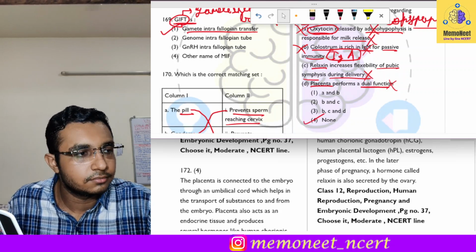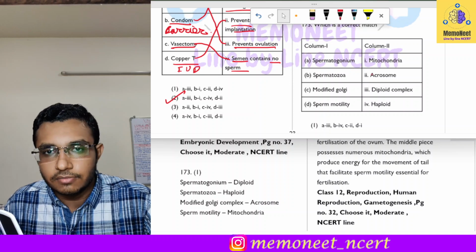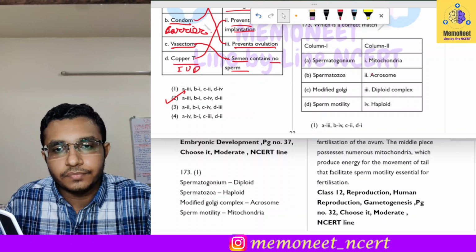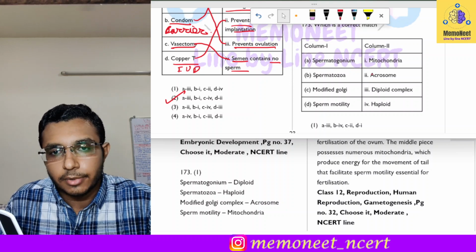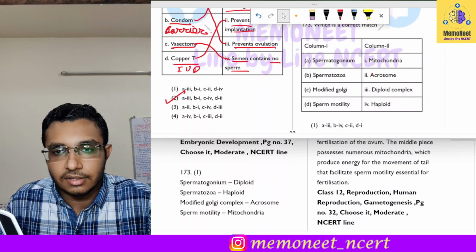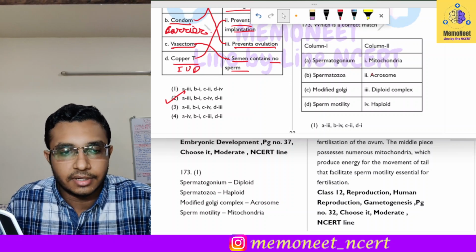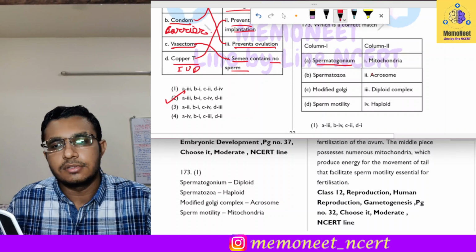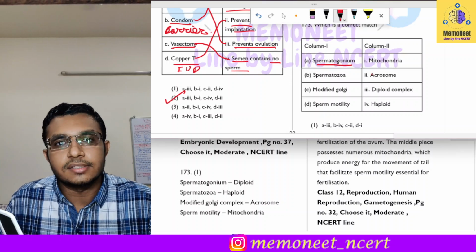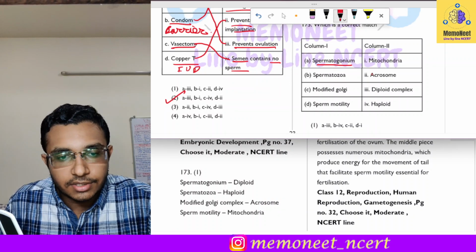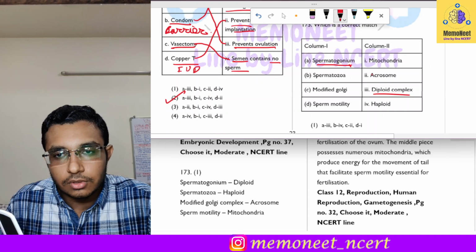Okay, the next question is question number 173, which is a match the following question, and in this the parts of spermatozoa are given and the organelles are given. Okay, so we have to match them correctly. So the first one is spermatogonium. Okay, now see, the spermatogonium is also known as the sperm mother cell. Okay, and it is diploid in nature. Okay, so A goes with 3.